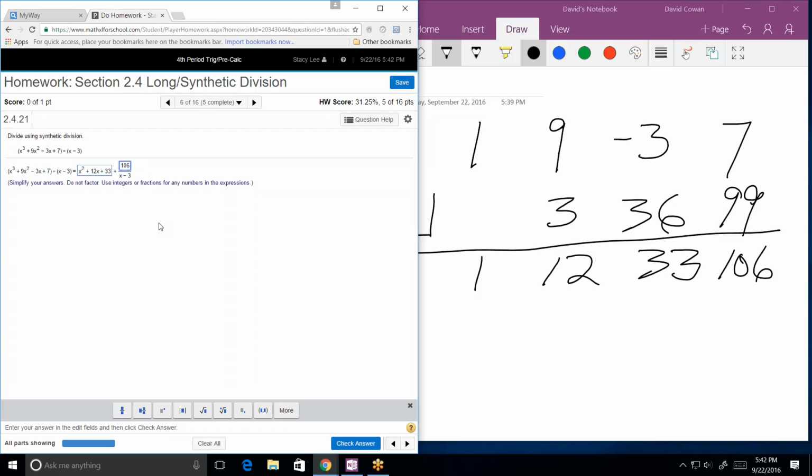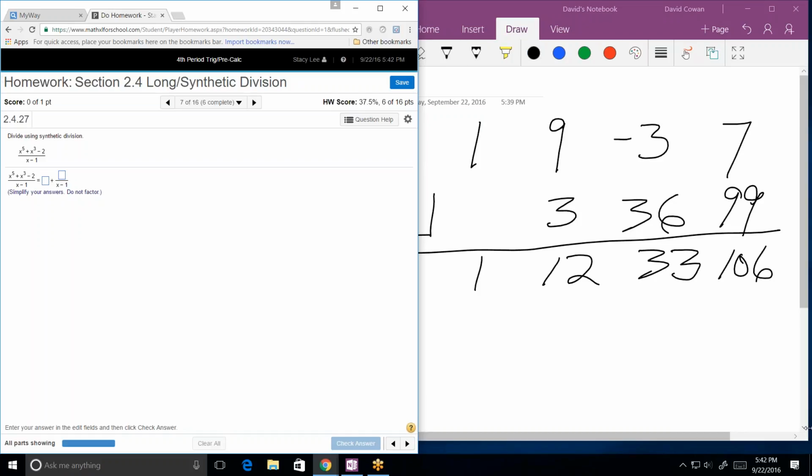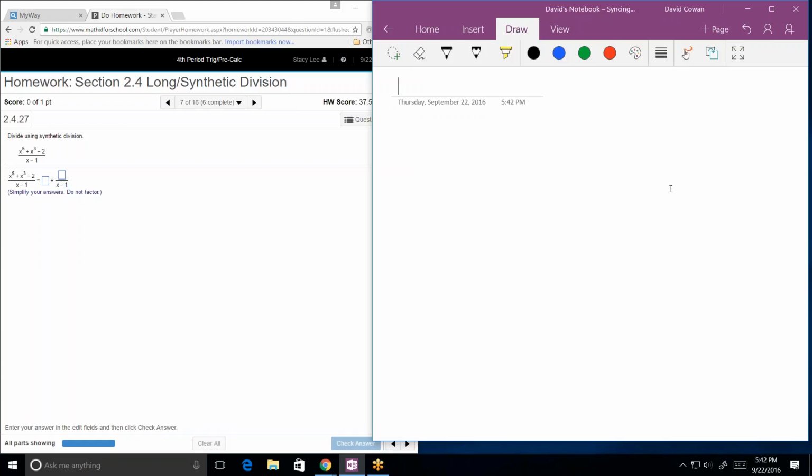Okay, I got it. You got that? All right. I'll put it in. Good job. Next one. Use synthetic division for this one. Now, this one's a little, nah, not really.